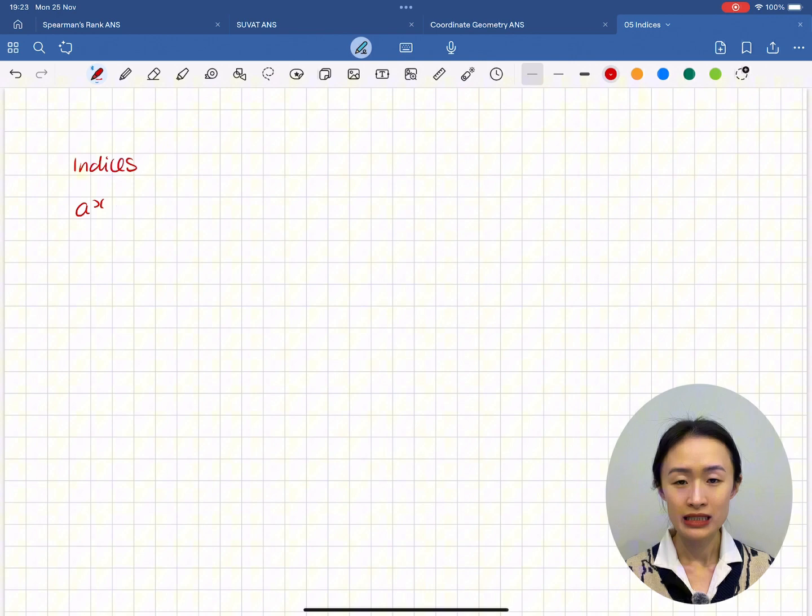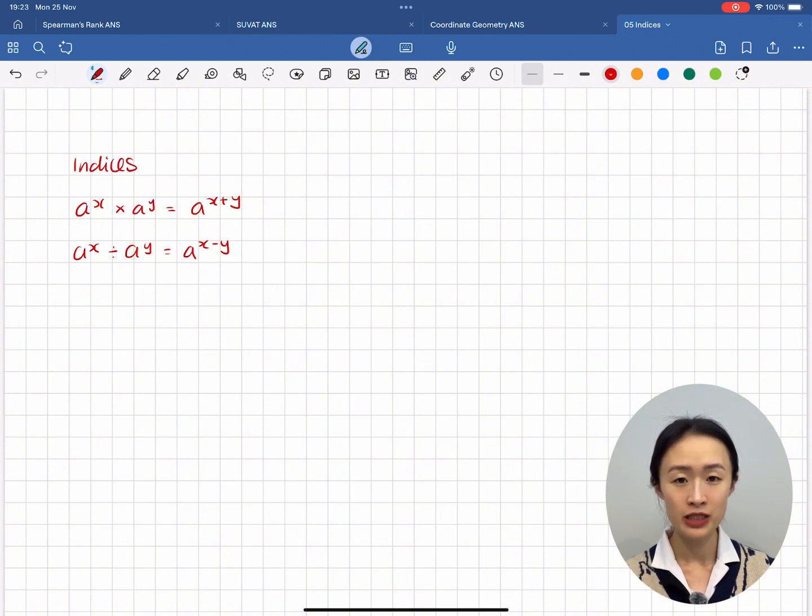If we have a to the x times a to the y, that is the same as doing a to the power of x plus y. If we have a to the x divided by a to the y, that is the same as a to the power of x take away y. Remember, fraction is just division, so instead of writing a to the x divided by a to the y, what I can also have is a to the x over a to the y, and that should give me a to the x take away y as well.